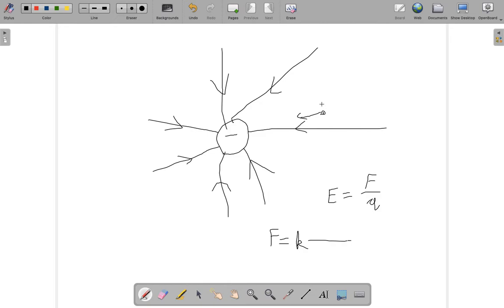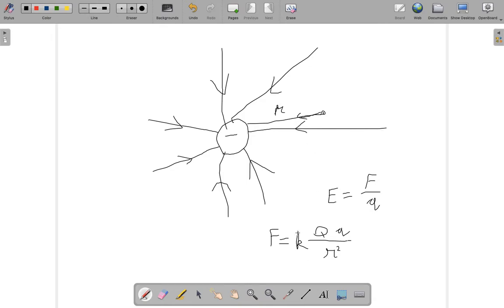So we take the charge of the small test positive charge over here to be small q, and let's take the charge of this big negative charged object over here, the one that's creating the electric field, to be big Q, so that we can make the difference between them. And let the distance between them be r. So this distance from here to here is r.